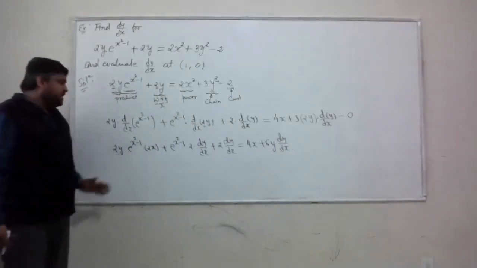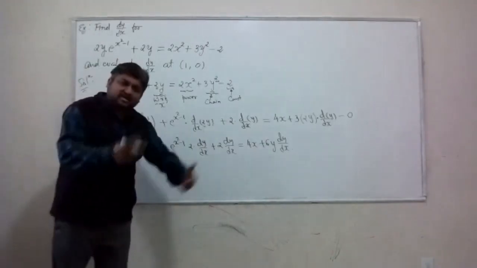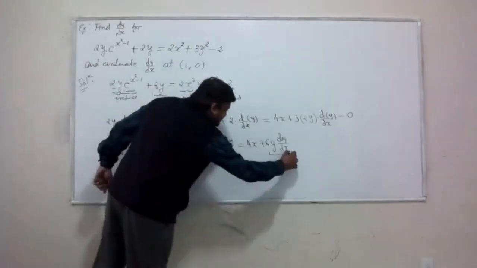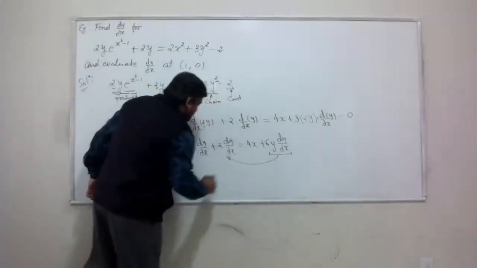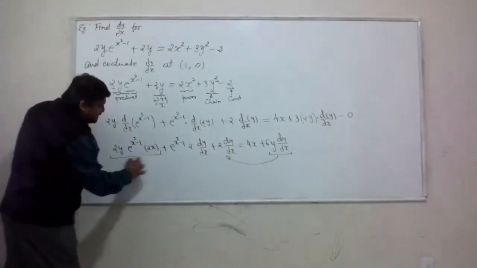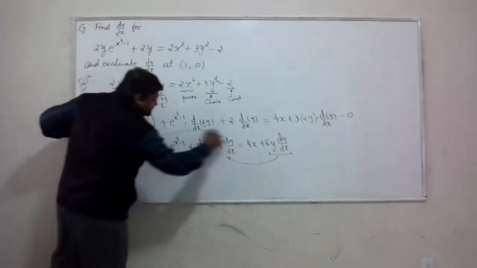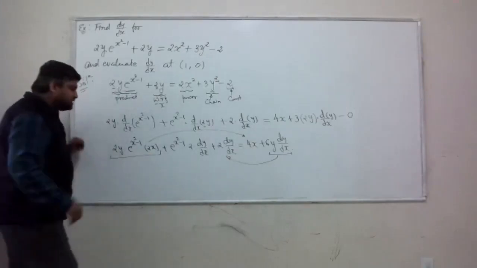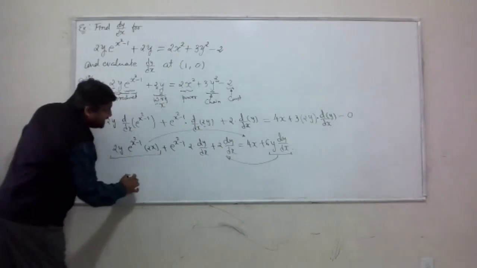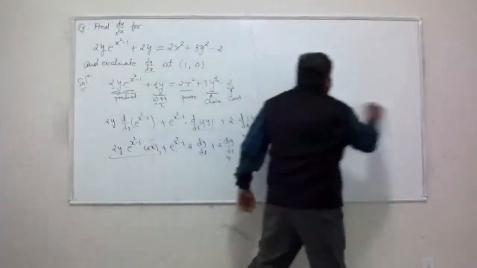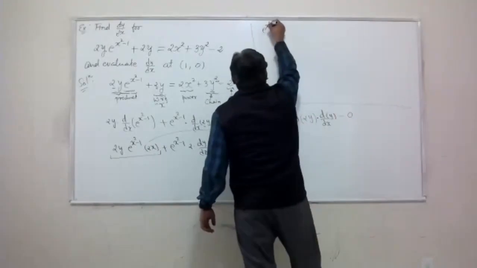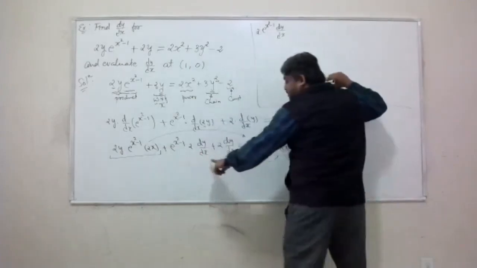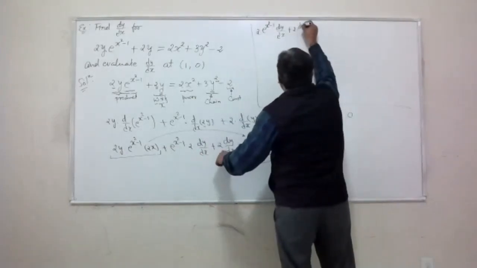Well, to solve it for dy by dx, you need to isolate the dy by dx terms, right? I'm going to send this dy by dx term to this side, and at the same time, I'm going to move that first term that doesn't have dy by dx onto the other side. Obviously, I'll multiply those two numbers. So let's do that. I have e to the x square minus 1 dy by dx times 2.